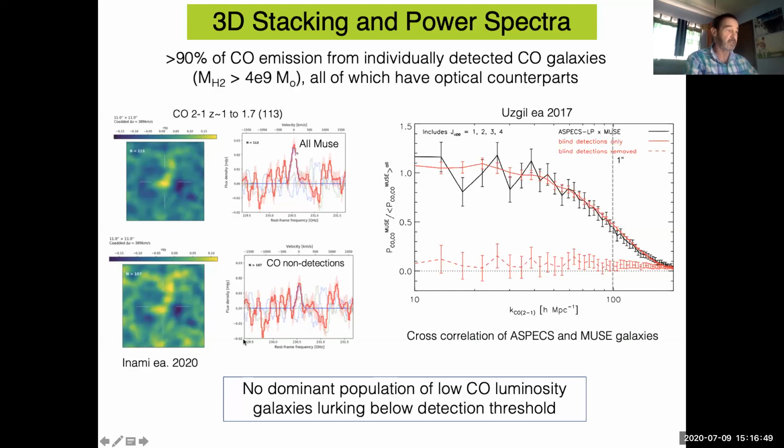Similarly, Bada Özgil has done, that's an INAMI paper that I think is just coming out, a nice power spectral study, in this case a cross correlation between the ASPECS cube and the MUSE galaxy distribution. And if you include all the sources, you get a finite correlation. If you remove the CO sources, you essentially get close to zero. We conclude that we're getting about 90% of the total CO emission in the field. So there's no dominant population of gas-rich galaxies lurking underneath our detection threshold.